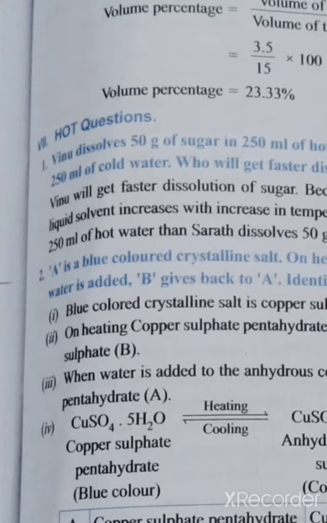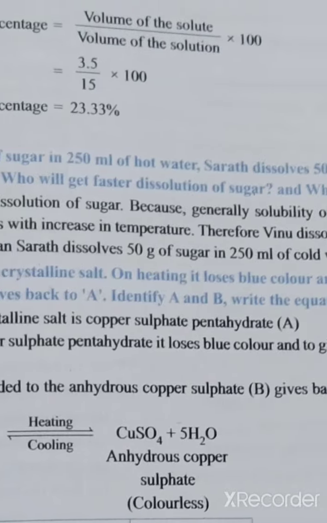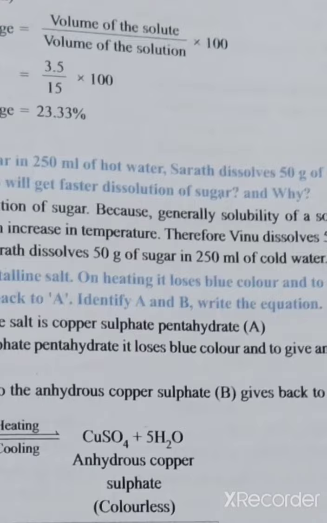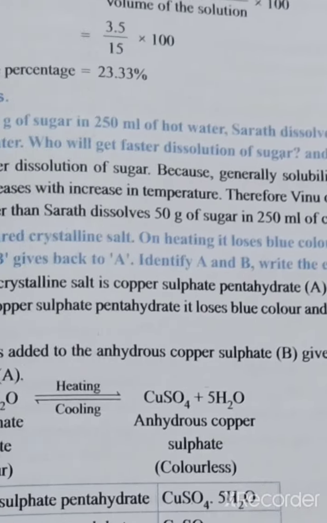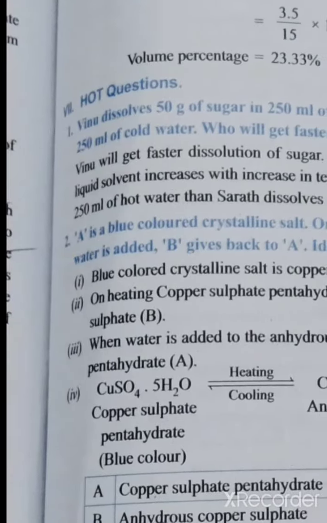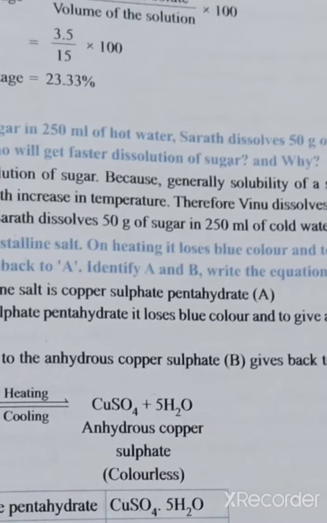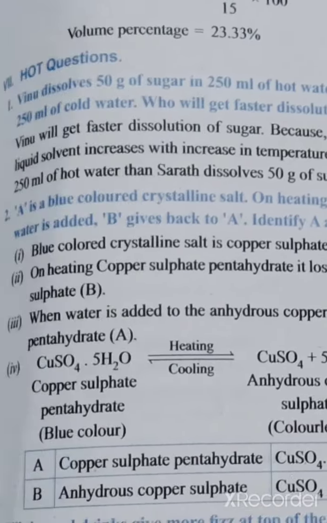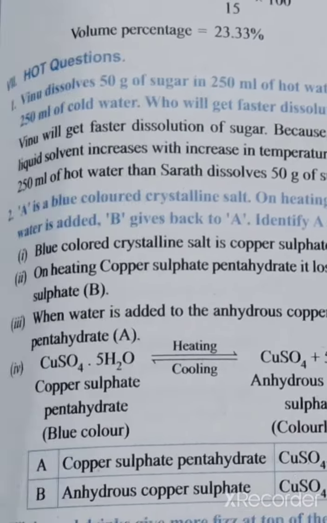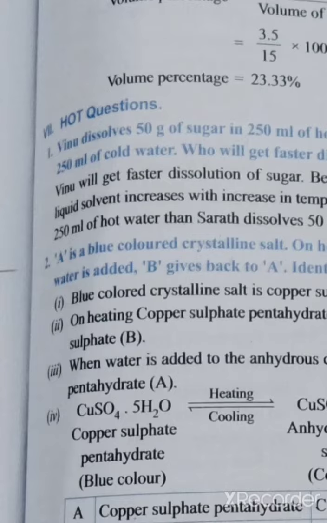Then here some hard questions, that is higher order thinking questions, are given. Roman letter 8. Vinu dissolves 50 gram of sugar in 50 ml of hot water. Sarath dissolves 50 gram of the same sugar in the same quantity of water, but cold water. Who will get faster dissolution of sugar and why? Normally we already learned the factors affecting solubility: when temperature increases, the solubility also increases.